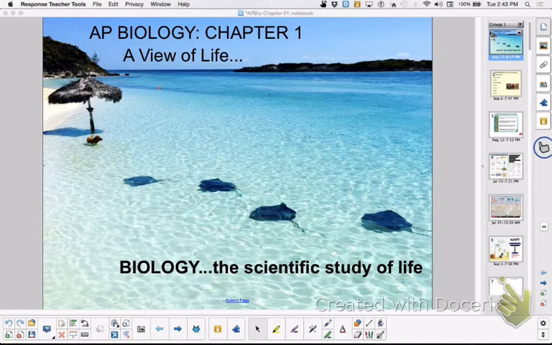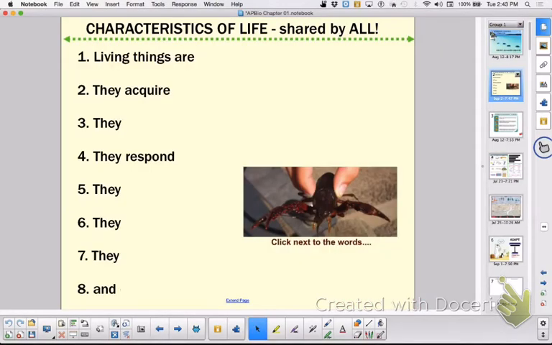So the very first thing we did, and I'm going to go through some things pretty quick, we talked about the characteristics of life. Living things are organized, made of cells. They acquire materials and energy. They maintain homeostasis. They respond to stimuli and reproduce. They grow and develop, and they adapt and die. You just want to make sure you understand what each of those things mean.